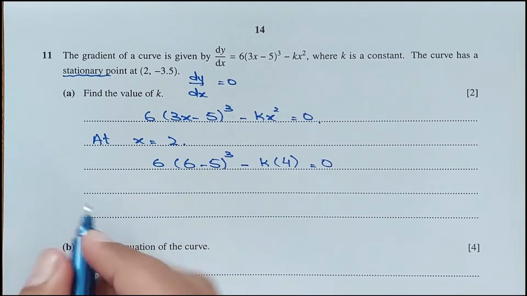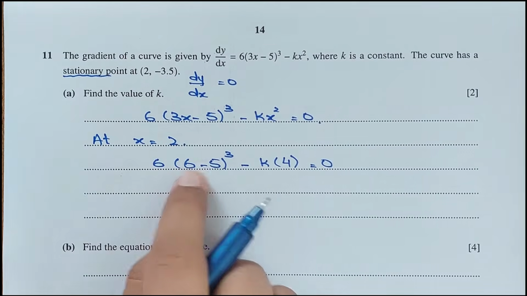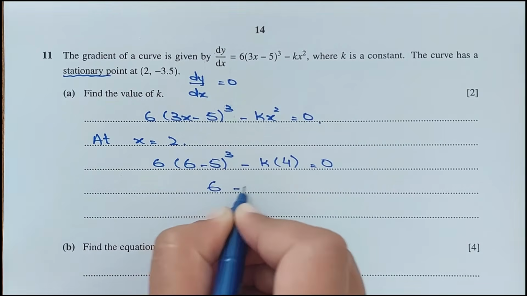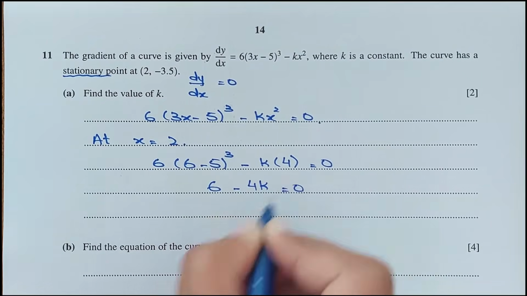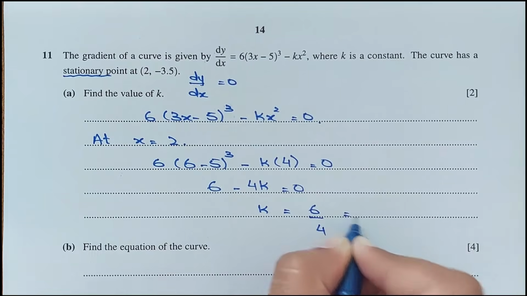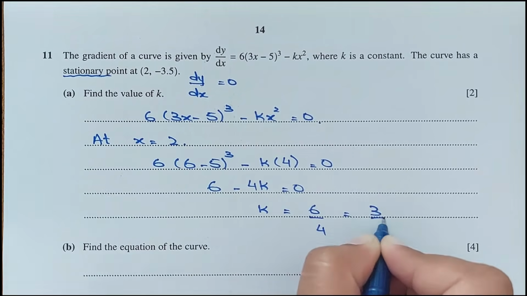This would be equals to 0. Okay, so 6 minus 5 is 1. 1 cube is 1. So we have 6 minus 4k, which is equals to 0. So what is k? k would be equals to 6 over 4, which is equals to 3 by 2.